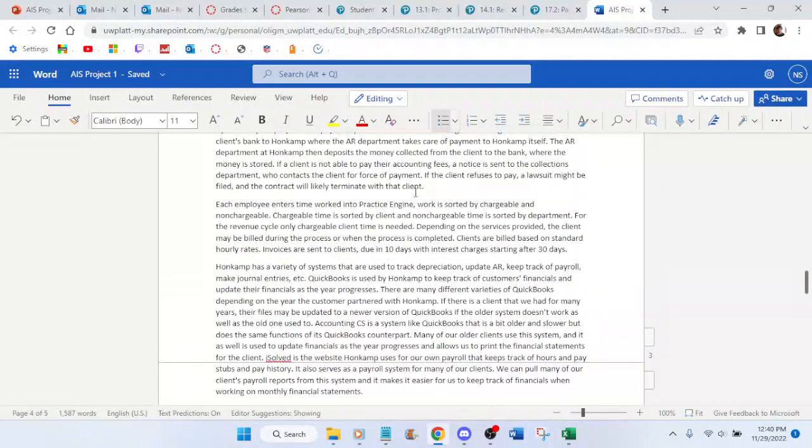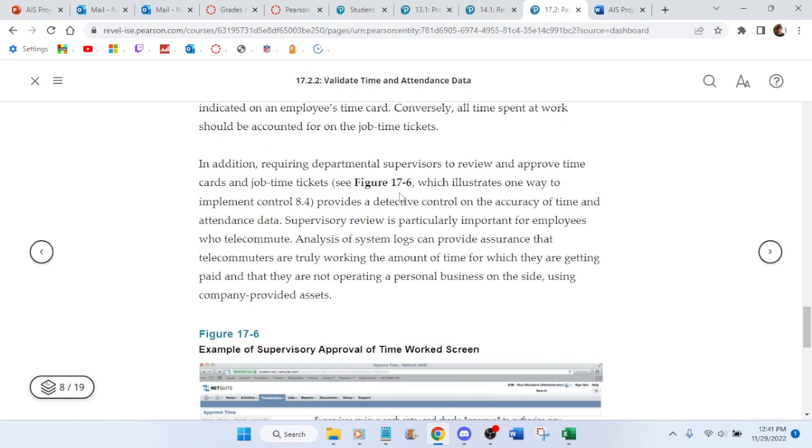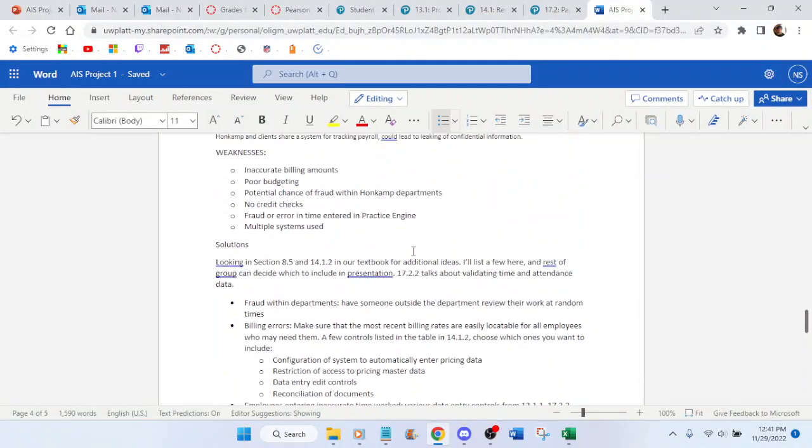Let's see, what does it say? To review employee time. So there we go. So yeah, that's pretty simple. So we got a lot of good stuff for the employee thingy.